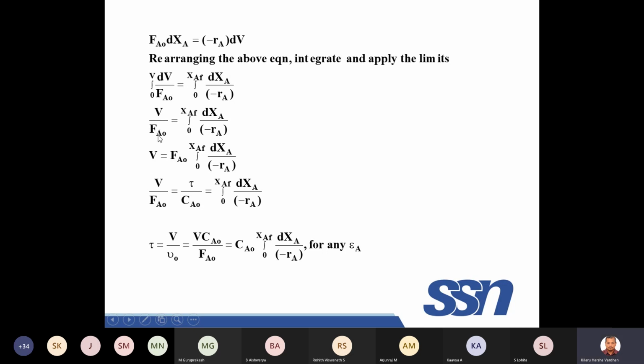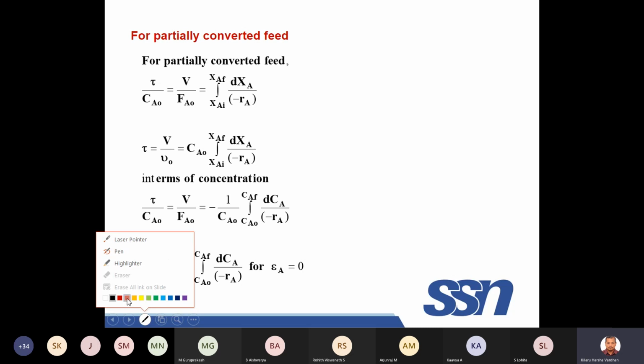So we can write V as F naught into this particular integral. We already know that V by F naught is nothing but tau by C naught. So the final expression which you get here is this.